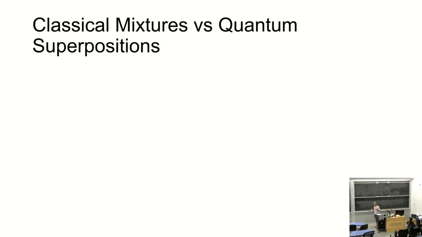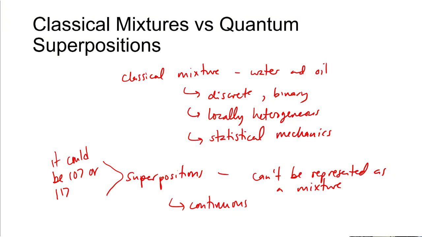So when you think about the distinction between classical mixtures and quantum superpositions, what comes to mind? It's discrete, right? A good property of a classical mixture is discreteness, binary, water and oil. Okay, that's a good example. Another property of a classical mixture is that you require multiple measurements to get a distribution. It's governed by statistical mechanics.